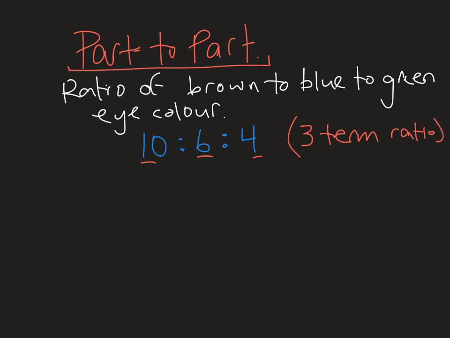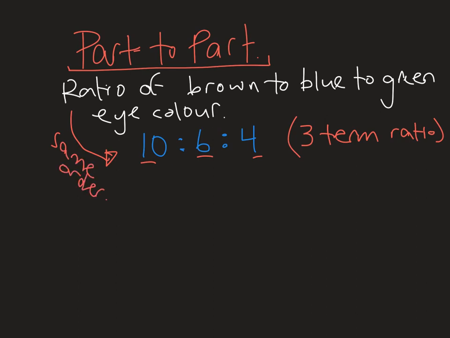It's a part to part because we haven't combined all of these students. We've said if I have a group of students in front of me, the ratio is 10 to 6 to 4, which means that 10 students in front of me have brown eyes, 6 students have blue eyes, 4 students have green eyes. The really, really important thing about ratio is the words have to match the numbers. So it has to be in the same order.